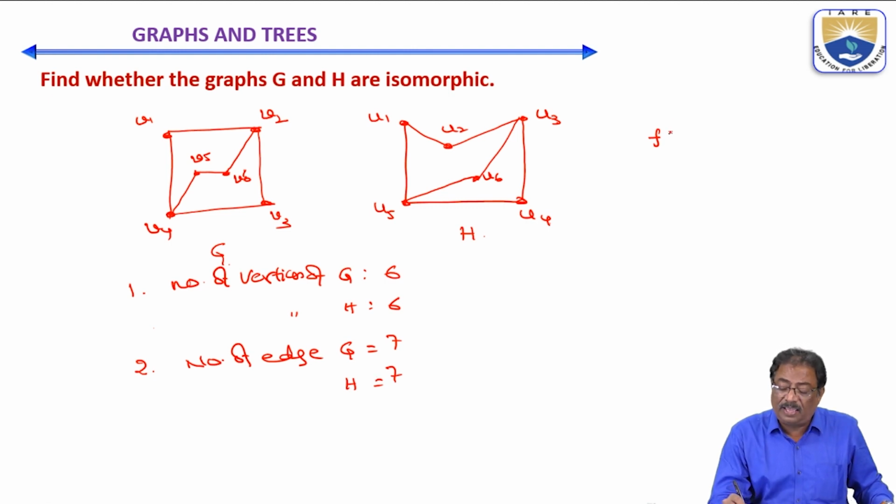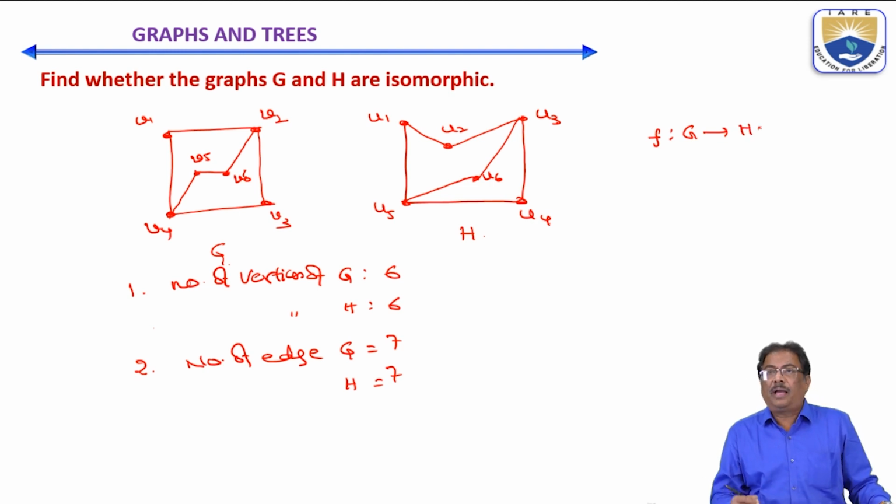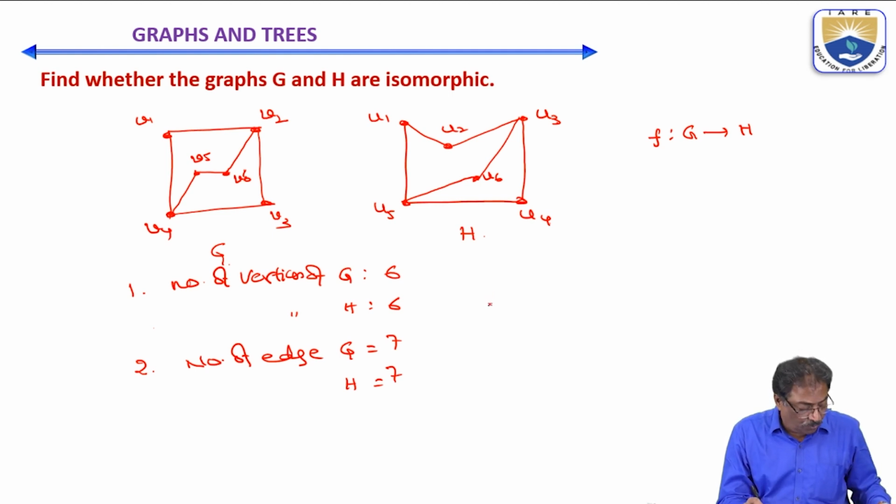So, let us say F is a mapping from G to H. I am going to map after calculating the degree sequence of the graphs G and H. So, what is the degree sequence?